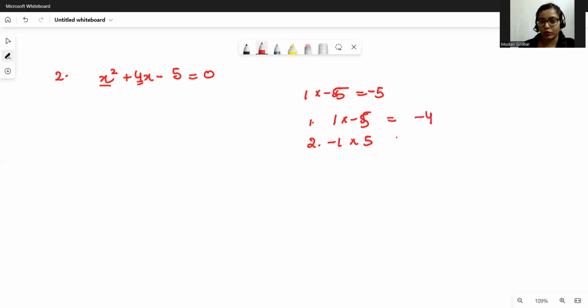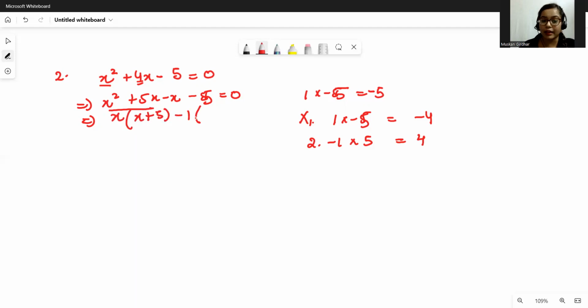But what number do I want? 4. So cancel this. And if I solve the other, 5 minus 1 gives us 4. So yes, we did it. We replace this 4x with 5x minus x minus 5 equals 0. Now we look for the common factors between the first two terms. X is common, so I am left with x plus 5. In the next, I take minus 1 common because both terms are negative, leaving x plus 5. So my two factors are x minus 1 and x plus 5 equals 0.